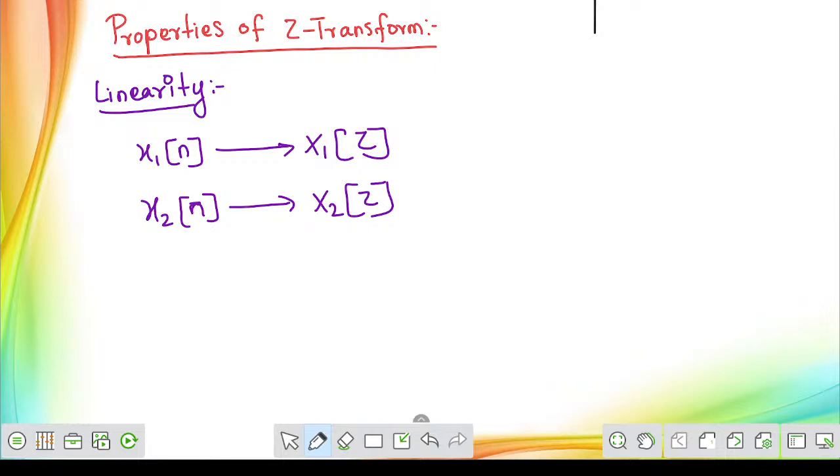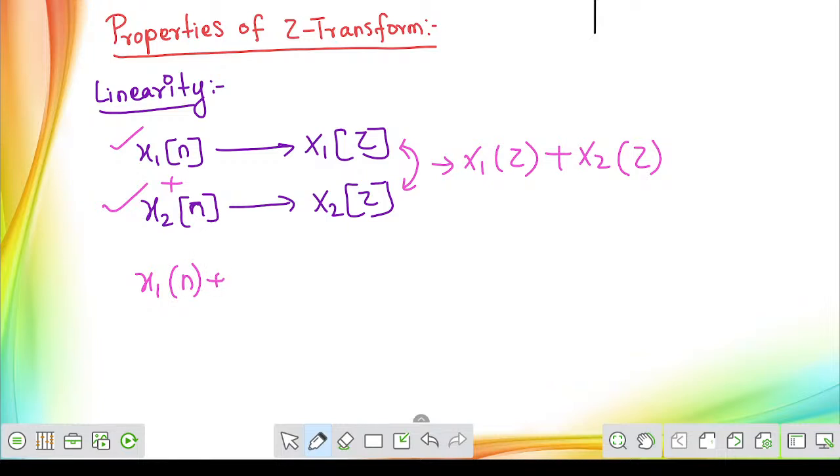Now, if you are observing, if you are adding these two responses on the output side, we will find the total response because of x1 of n plus x2 of n is x1 of z plus x2 of z directly. First, individually we were passing these two signals. Now we are going to club them. Instead of passing these two signals separately, if we club these two signals on the input side itself, then what will be the resultant output? The resultant output is going to be simply x1 of z plus x2 of z only.